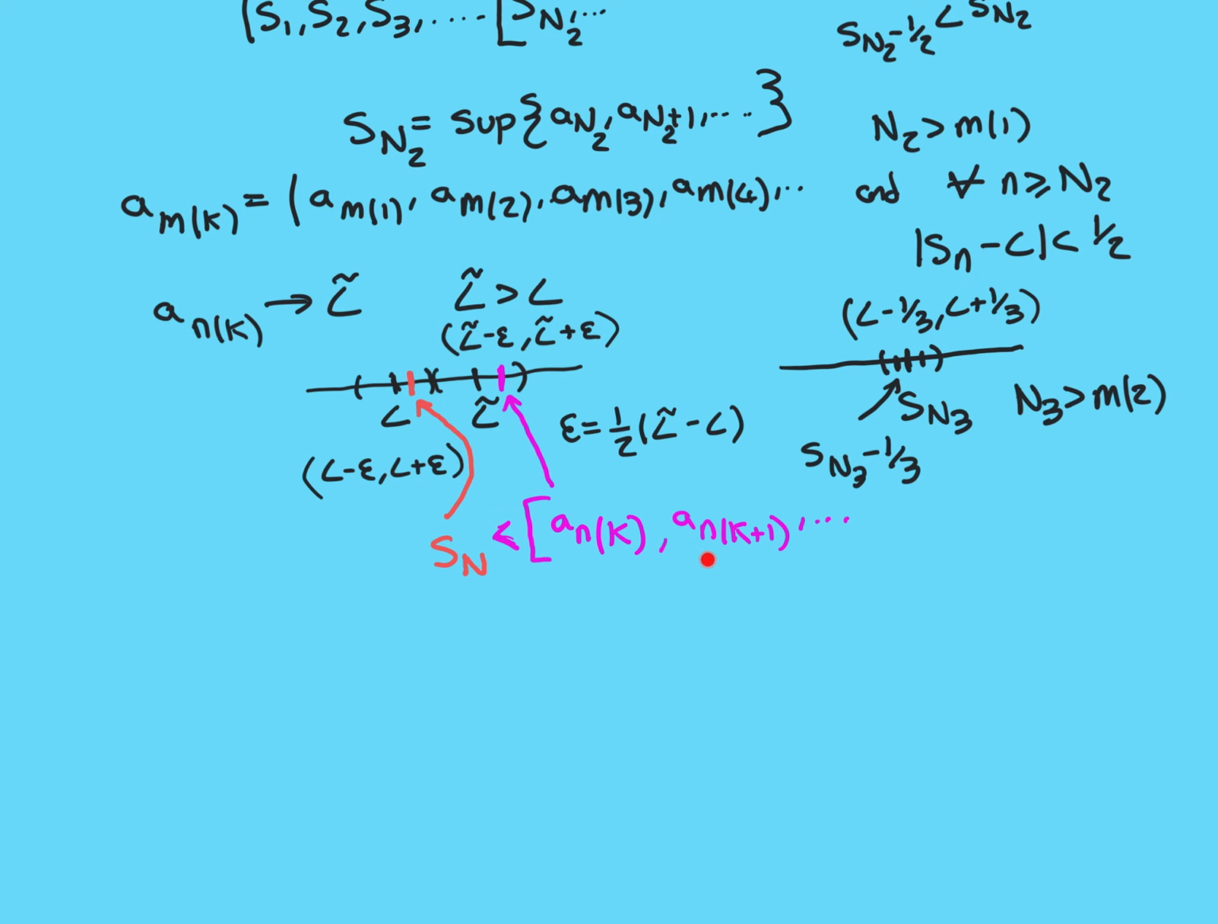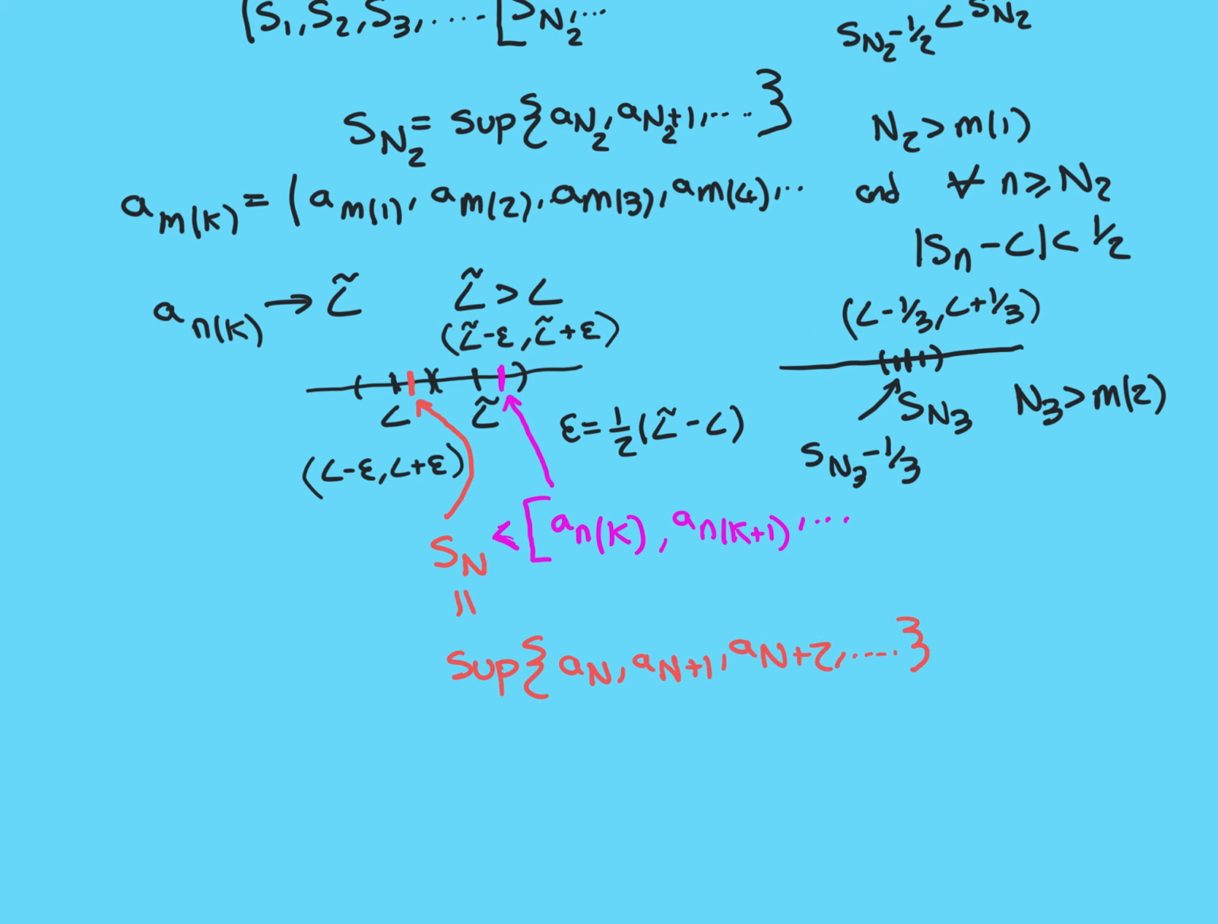And the problem here, where the contradiction arises, is that everything inside this epsilon interval around L tilde is going to be strictly greater than S_N, which has to be inside this epsilon interval around L. So everything in this tail end of this subsequence is strictly greater than this value here, which is supposed to be a supremum of something. So this is how we're going to get a contradiction.